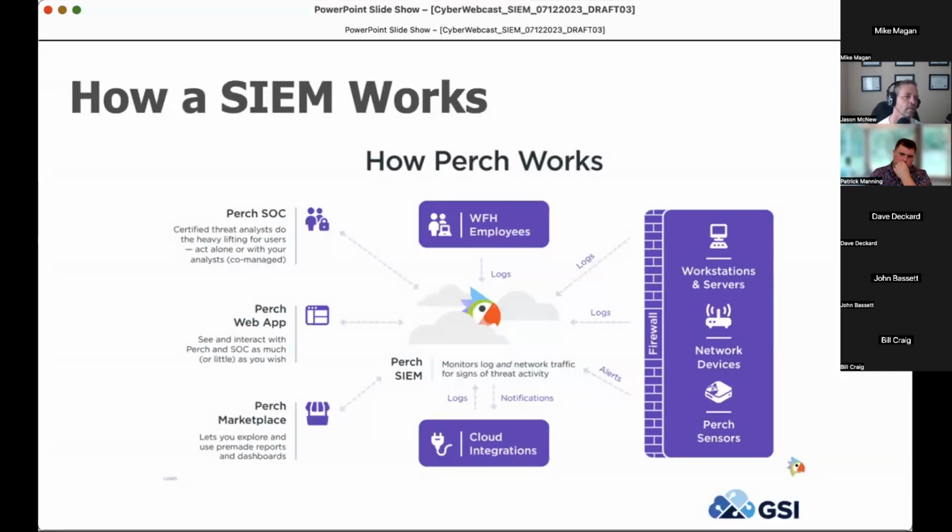And this shows SIEM ingesting logs from these various sources, and this should say how SIEM works, not how Perch works. That's my mistake.